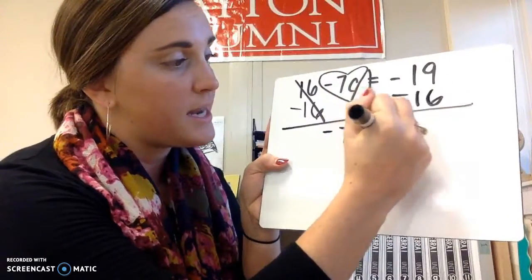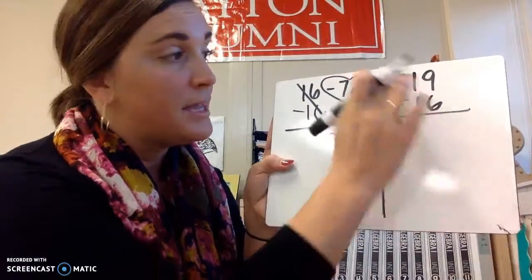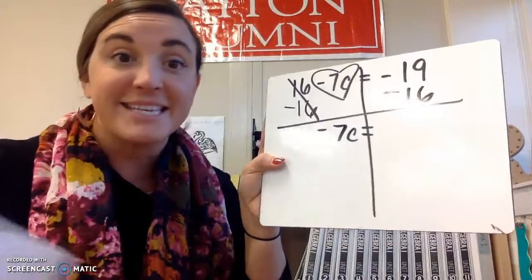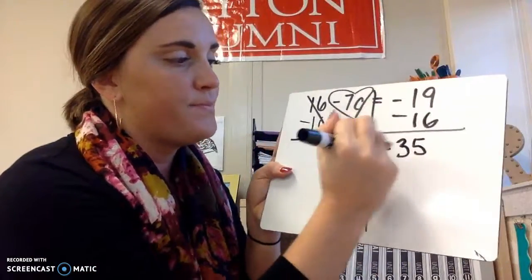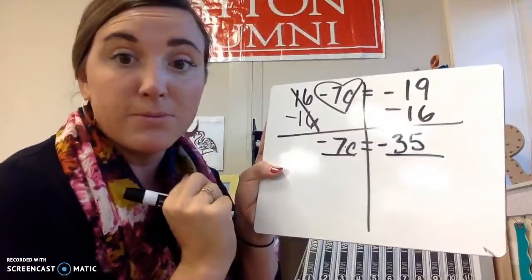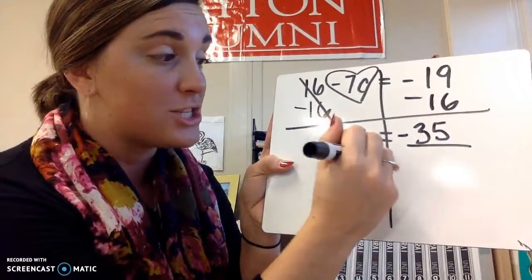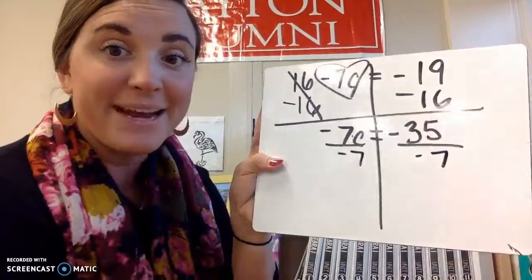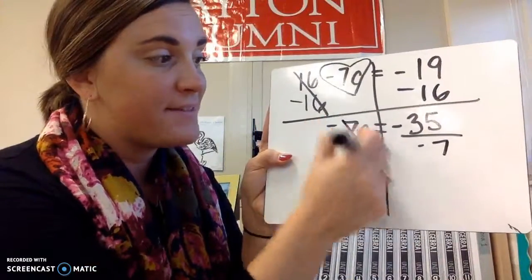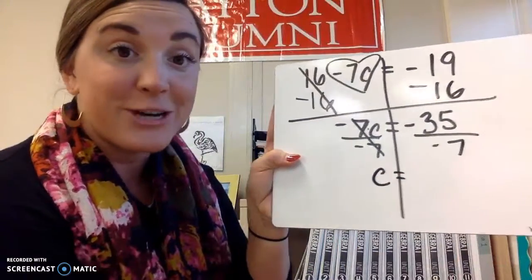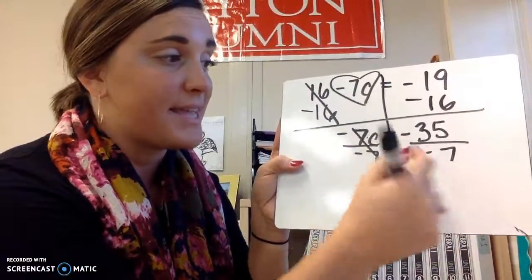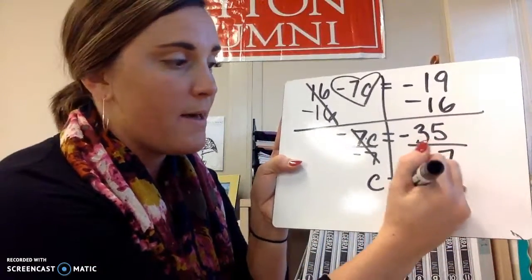So U and your date, -7C, come on down. -19 minus 16 gives me -35. Get rid of your date. That's multiplication. The opposite of multiplication is to divide by -7. -7C divided by -7 gives me C. -35 divided by -7, same sign, positive answer of 5.